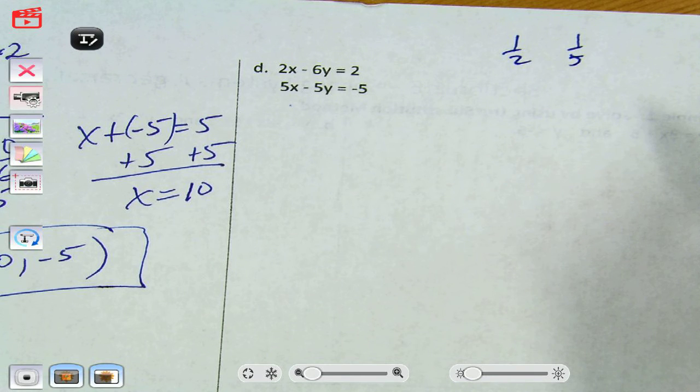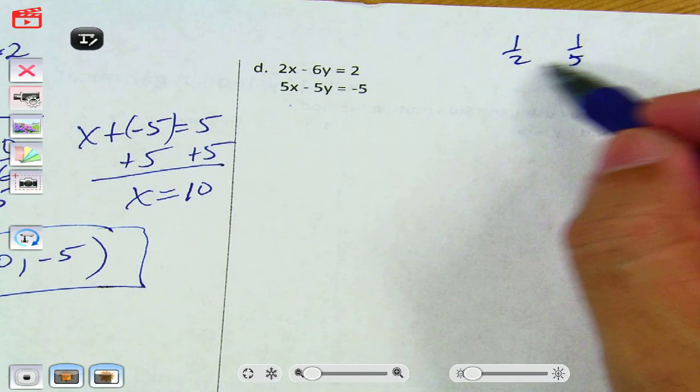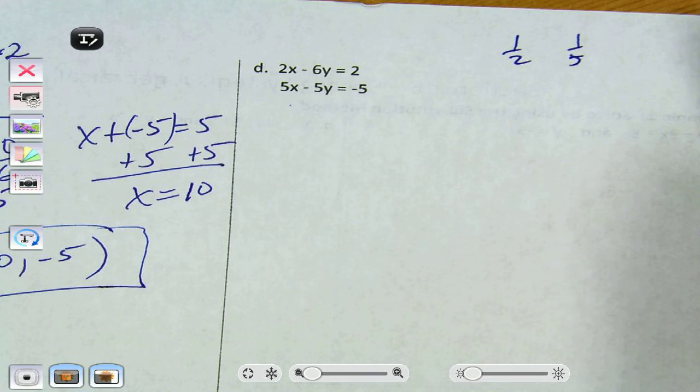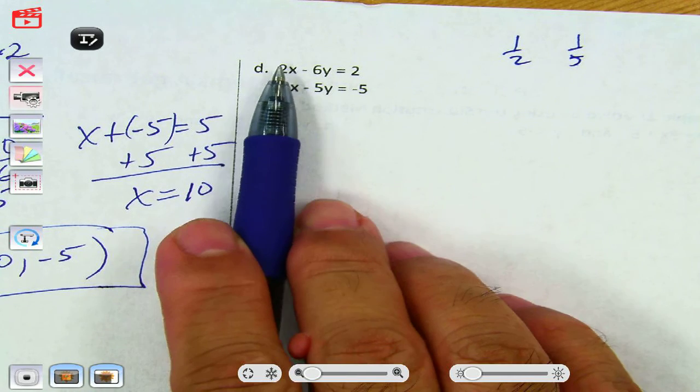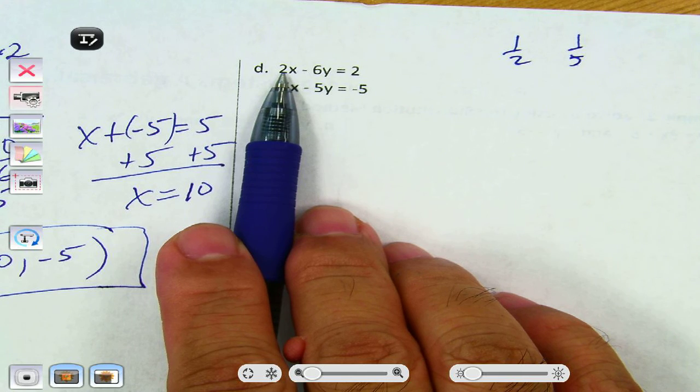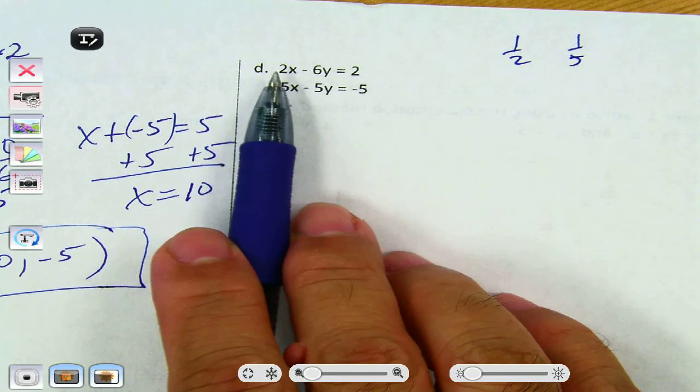Ten. Do you remember how to do that? If it's prime numbers, you can just multiply together. 2 times 5 is 10. Okay? So what I want is one of them to have a 10 and the other one to have a negative 10.